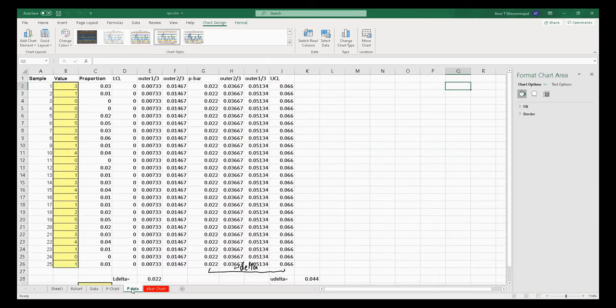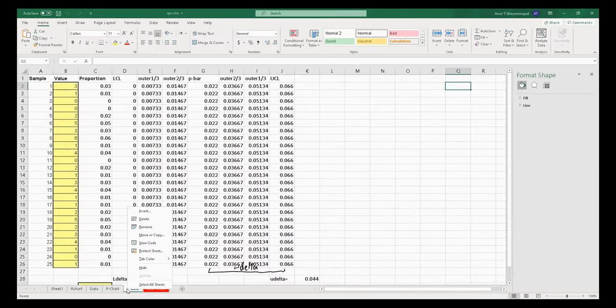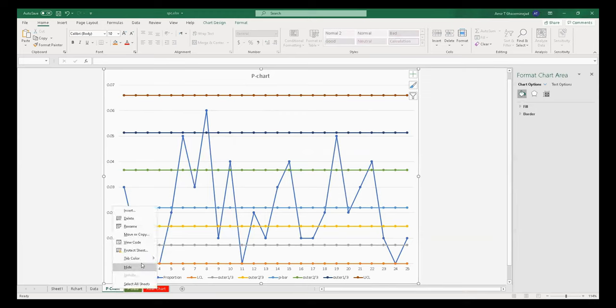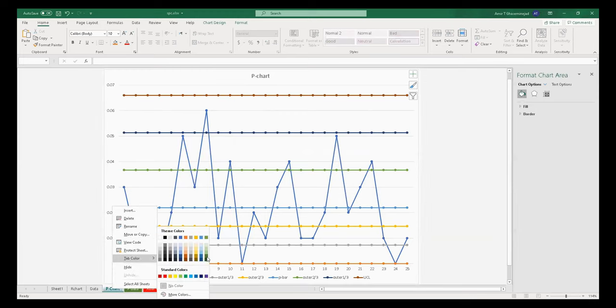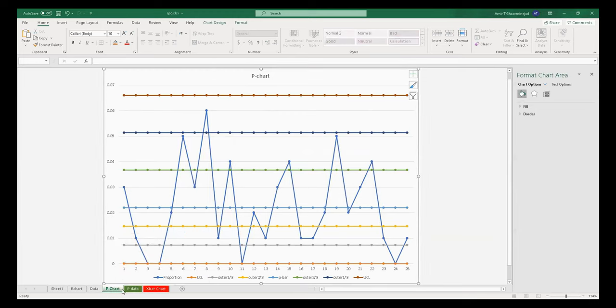And we have P data and P chart. Let's make them green. Green and green.